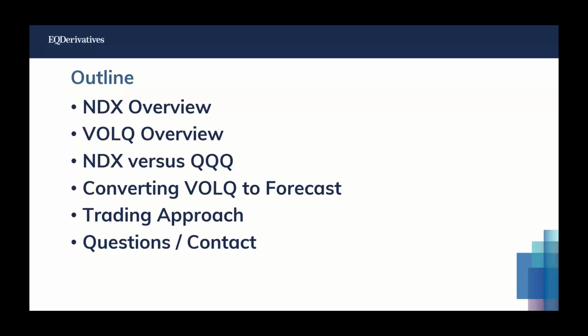It's a nice, consistent measure of 30-day implied volatility using NDX options, but I've found that volatility indexes like VOLQ are pretty helpful with respect to figuring out what strikes might make sense when you're putting on different spreads. I'll talk about how I convert VOLQ to what the market is actually forecasting, and how I use that to choose strikes.